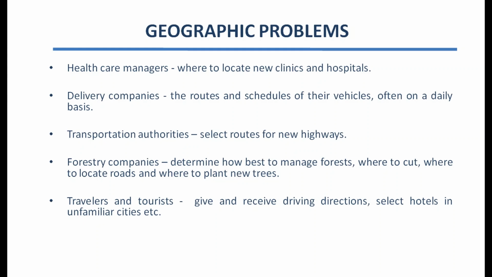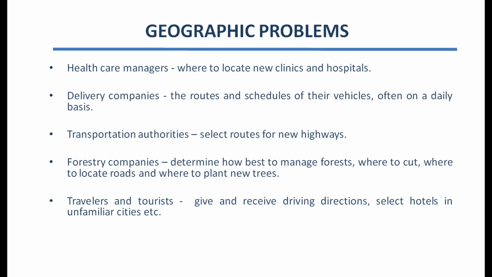Then forestry companies solve a geographic problem to determine how best to manage forests: where to cut, where to locate roads, and where to plant new trees. So again, in order to take decisions with respect to these problems, they deal with geographic problems and take the help of geospatial technologies to solve these kinds of problems.